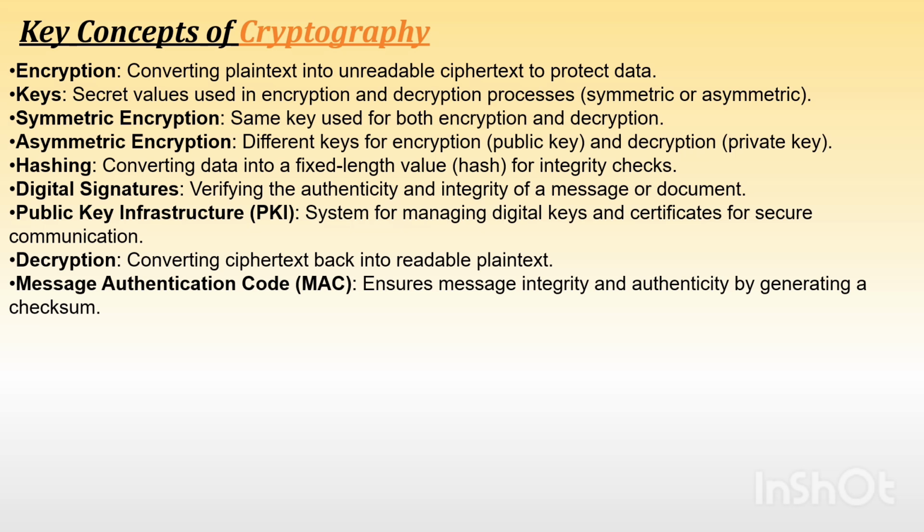Keys. Keys are of many types that are secret, private, and public. Mostly secret keys are used to encrypt and decrypt data by symmetric and asymmetric encryption. In symmetric encryption, the same key is used for both encryption and decryption. And in asymmetric encryption, different keys are used for encryption and decryption. For encryption, a public key is used, and for decryption, a private key is used.